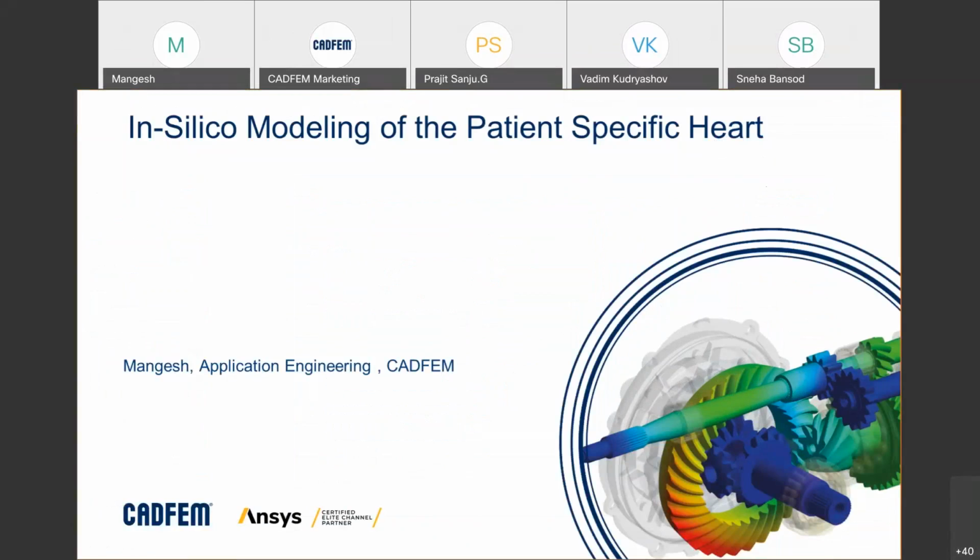So today I'll be taking you through this session where we'll be discussing how in silico modeling is being utilized for patient-specific heart modeling, some case studies where heart modeling has been deployed and utilized effectively, and what different simulations are being conducted for heart surgeries. Those are the cases or examples we'll be looking through in this session.